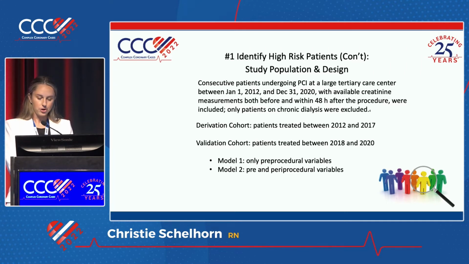The derivation cohort, which included all PCIs within the first 5 years, so 2012 to 2017, whereas the validation cohort used all the information collected during those years and then applied it to the following 3 years, validating the data internally. And the final number of each of these cohorts, there was about 15,000 in the derivation and 6,000 in the validation. So big numbers.